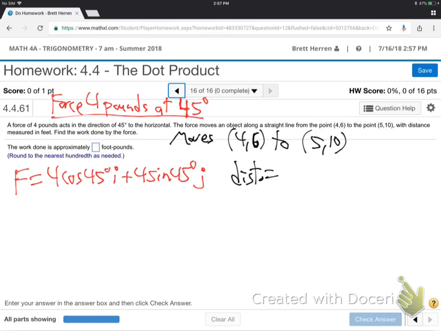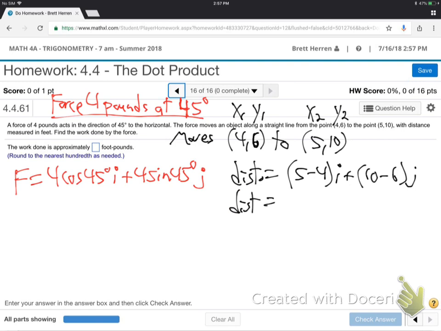The distance vector is the difference of x values. So this is x1, y1, x2, y2. So it's 5 minus 4 i plus 10 minus 6 j. So the distance vector is 1i plus 4j. Is that good? So we've got the force vector, we've got the distance vector. Now dot them, right? It's getting routine, easy.